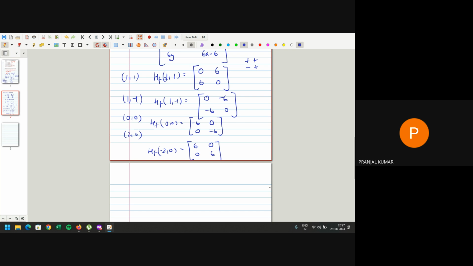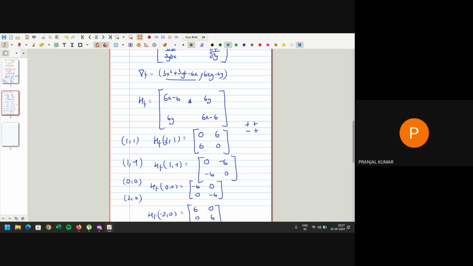So I will directly do it. You remember the signs for three variables, yes or no? What was the sign? Plus, plus, plus; plus, plus, minus; plus, minus, minus, plus. If you cut this here, you will get the case for two variables. So plus, plus, minus, plus. So the determinant here is negative, minus 36. So what would it be? It would be a saddle point.